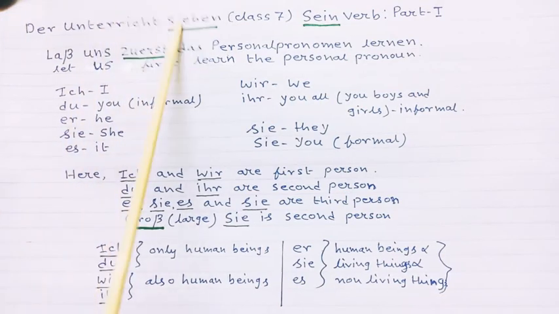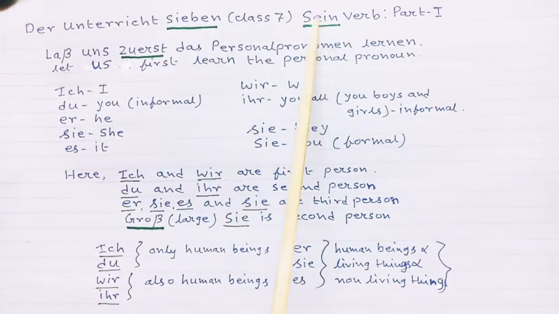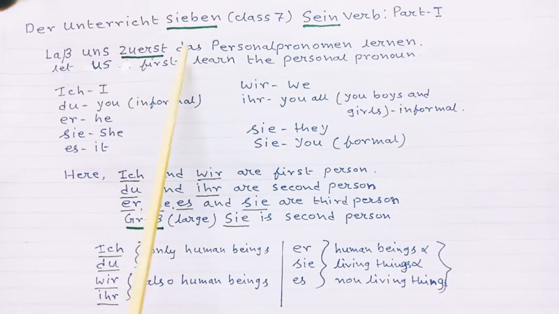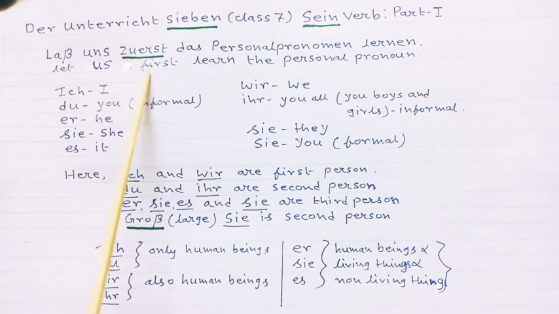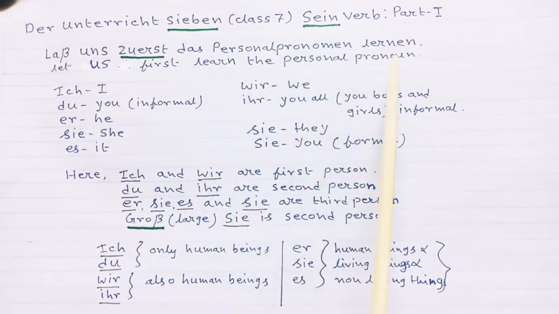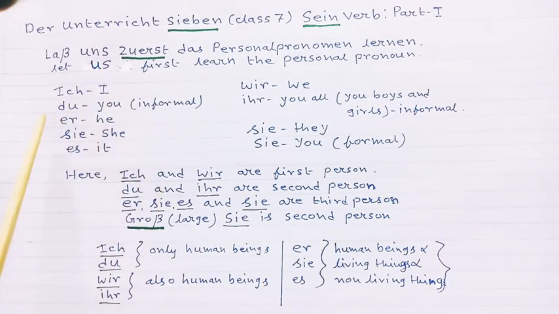Der Unterricht 7, Class 7, Sein Verb, Part 1. Lass uns zuerst das Personalpronomen lernen. That is, let us first learn the personal pronouns. Ich, I; du, you, informal; er, he; sie, she; es, it; wir, we; ihr, you all, you boys and girls, informal; sie, they; Sie, you, formal.